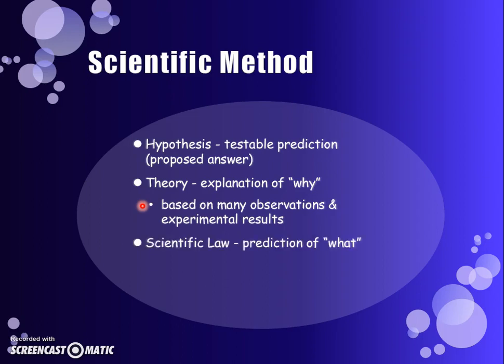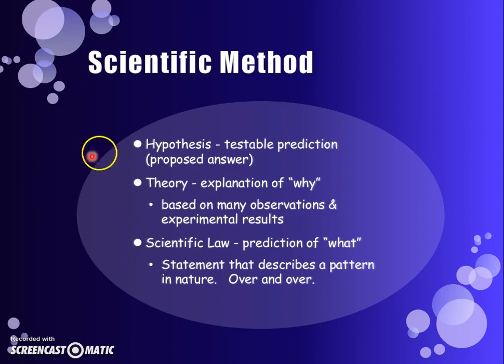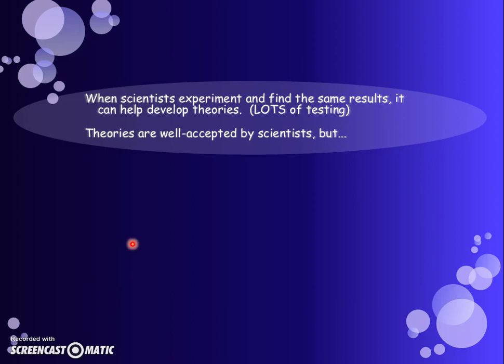Now, a scientific law is a prediction of what will always happen. Like the law of gravity. Something's always going to fall when you let go of it. You can manipulate it different ways and it might not fall, but in basic conditions it will always fall. Now, a hypothesis does not graduate into a theory, and a theory does not graduate into a scientific law, and students misconstrue that so often.